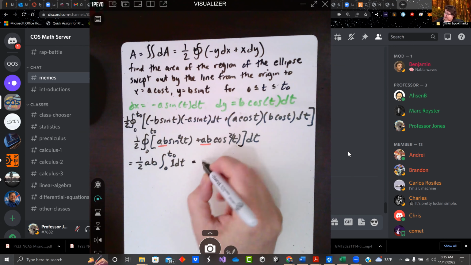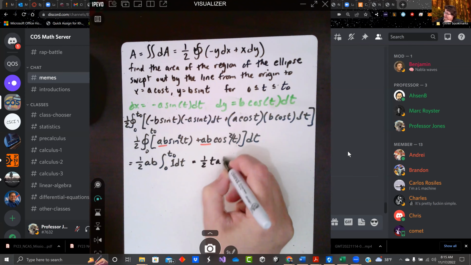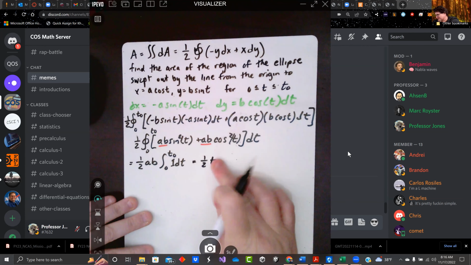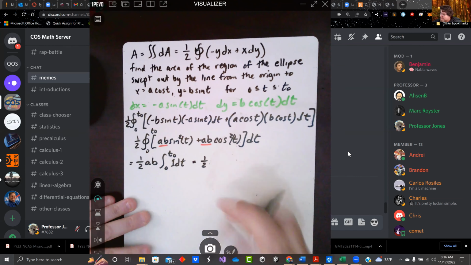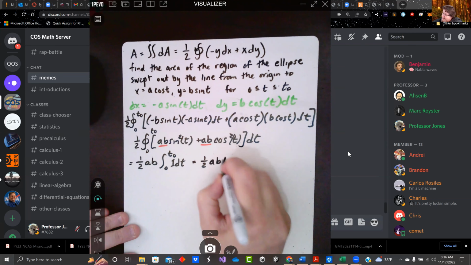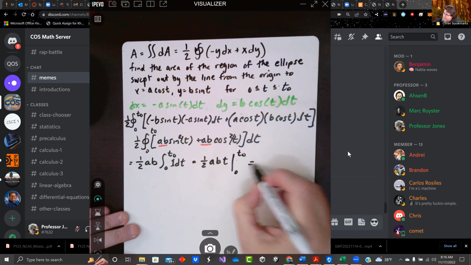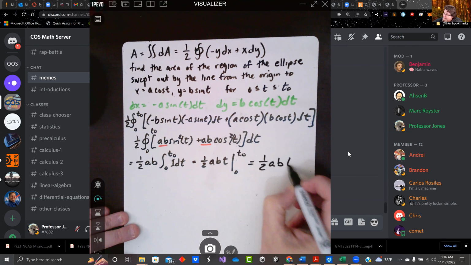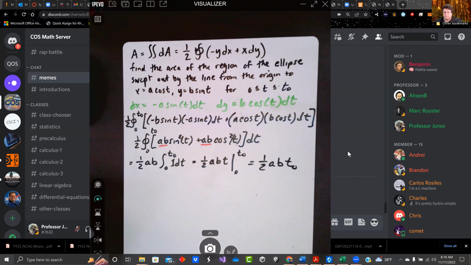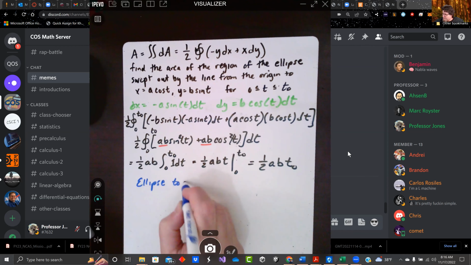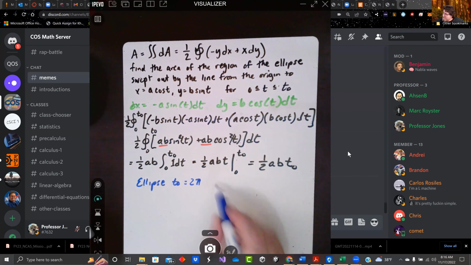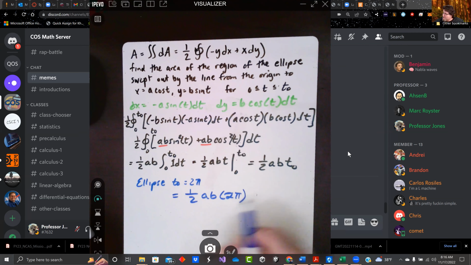Which means, ooh, if I put the t first, we've got 1/2 tab. As much as I like doing that, just to make a word, the math part of me says no, put the variable at the end. 0 to t naught. And so we get 1/2 ab t naught. For a full ellipse, t naught goes to 2 pi. And so we would have 1/2 ab times 2 pi, which is pi ab.